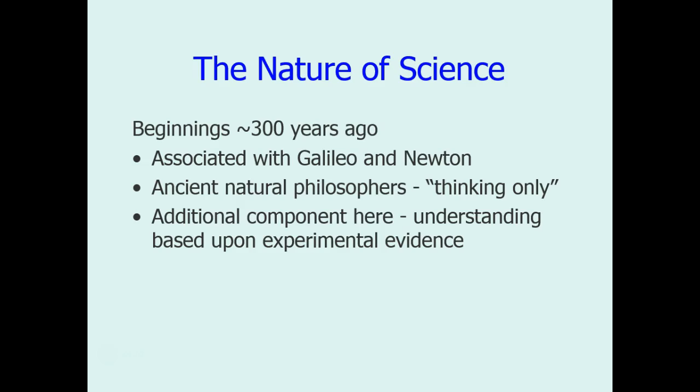The year that Galileo died, Newton was born up in England. They never interacted. But Newton came along and built on what Galileo said. The ancient natural philosophers, like Aristotle and many others, did it by thinking only. The additional component that Galileo and Newton did was they experimented. Experimental evidence. They tested things.